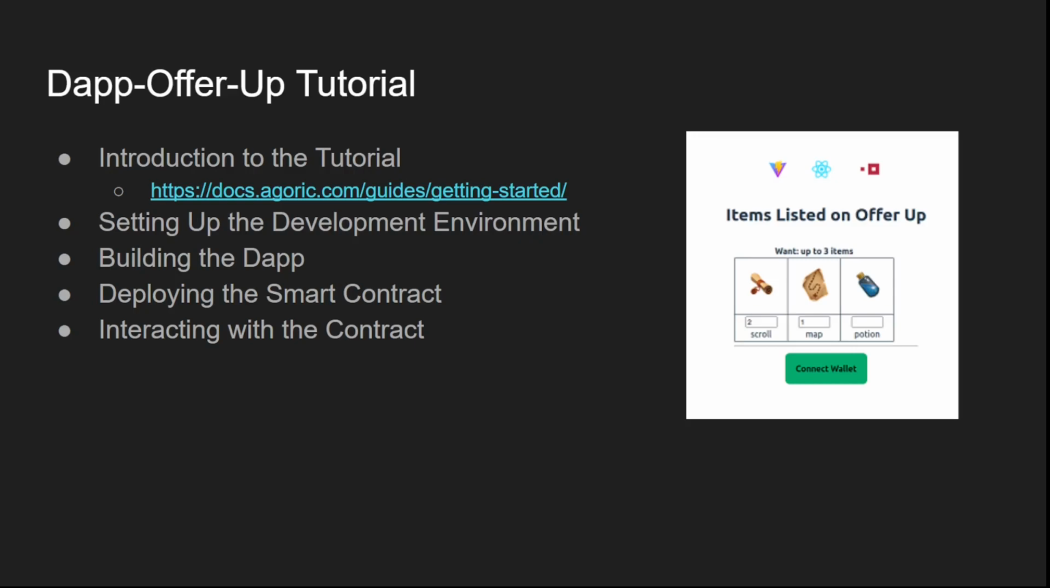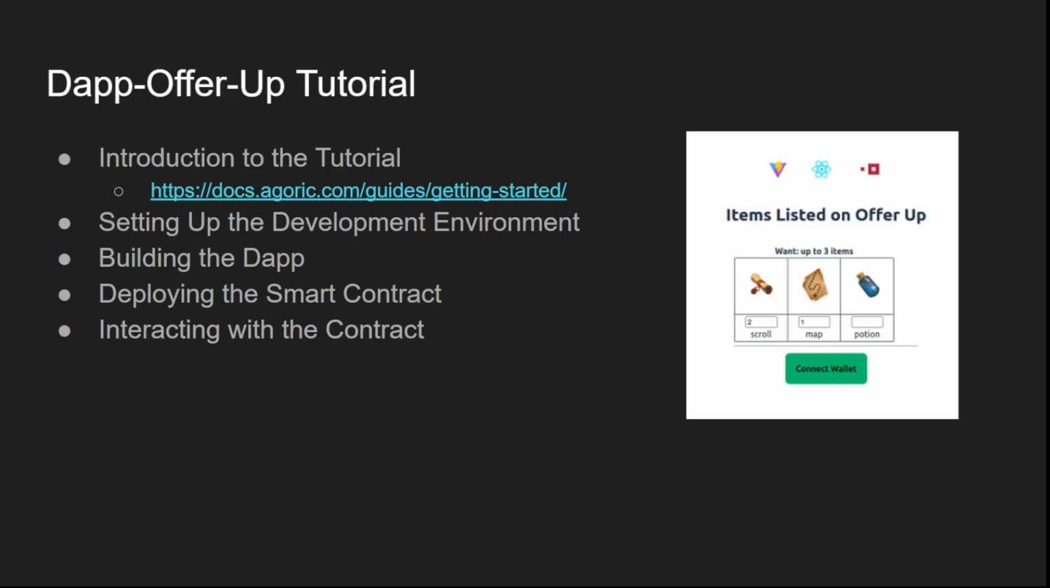We'll begin with an introduction to the tutorial. The tutorial is designed to be a hands-on guide, providing step-by-step instructions to help you build the simple decentralized application, or DApp. It covers the fundamental concepts and practical steps needed to create and deploy a smart contract on Agoric. You can find the tutorial on the Agoric documentation site, which provides detailed explanations and code examples. Use the link on this slide to view the tutorial yourself.